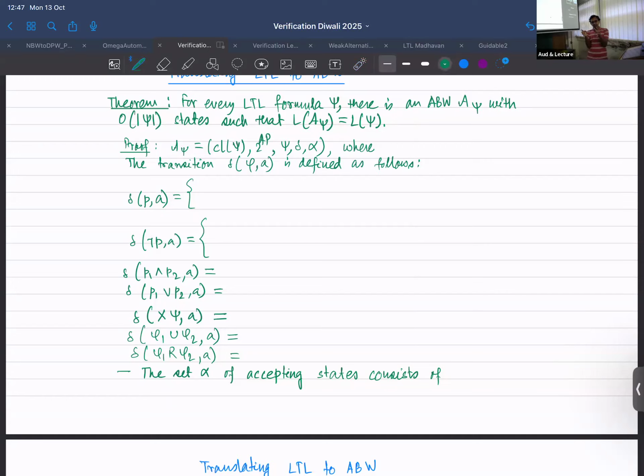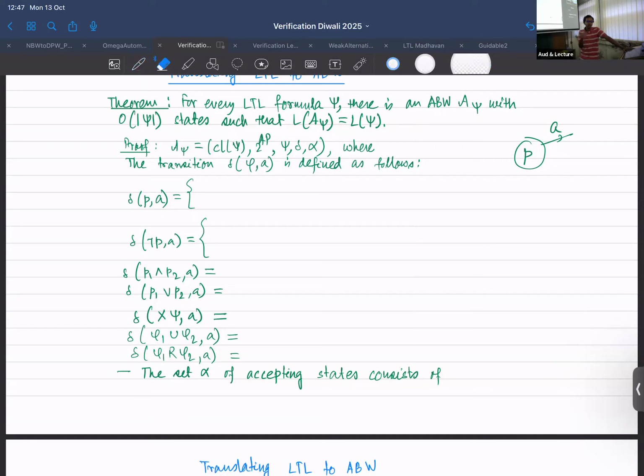So you are in a particular state where the formula is just an atomic proposition P, right? The formula is P there. And now I'm saying that I'm seeing a letter A, which is a set of atomic propositions. So how should I define the delta of P comma A? P and A. I'm not sure.